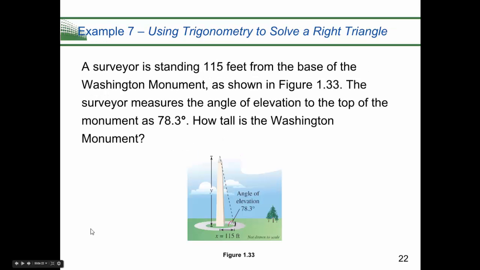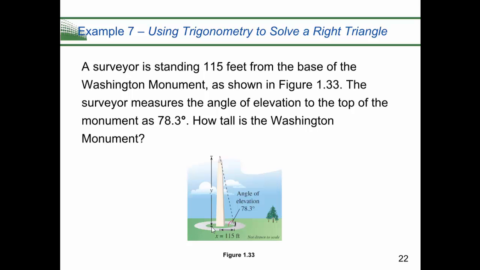So here's example 7. A surveyor is standing 115 feet from the base of the Washington Monument as shown in figure 1.33. The surveyor measures the angle of elevation, so from the horizontal upwards to the top of the monument, is 78.3 degrees. How tall is the Washington Monument? So we know how long this side of the triangle is. We know the angle. We can use that information to find how tall the monument is.